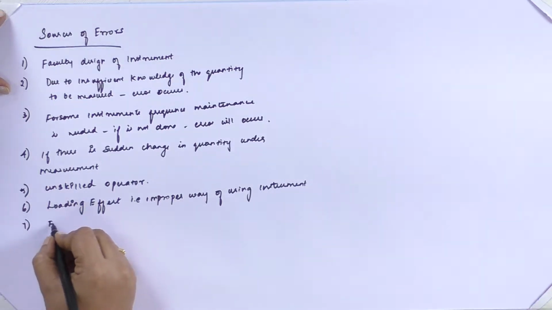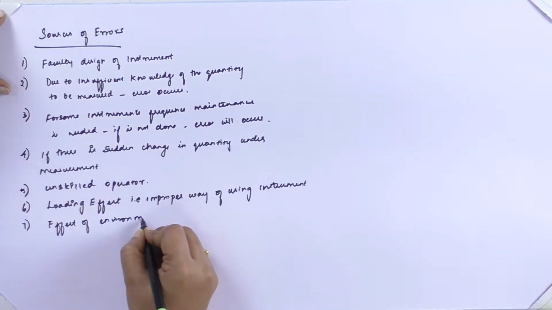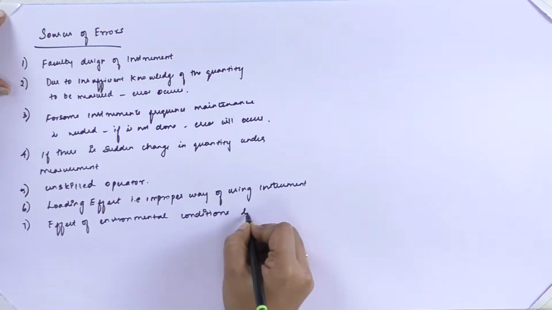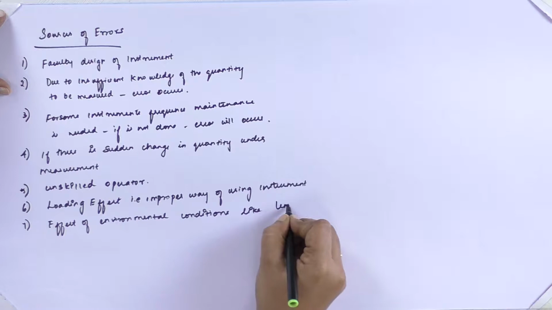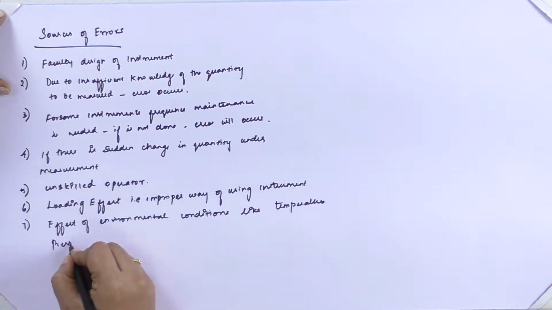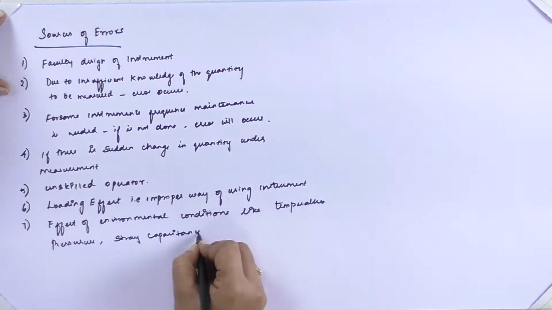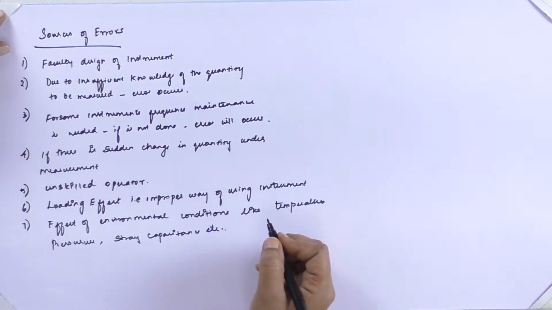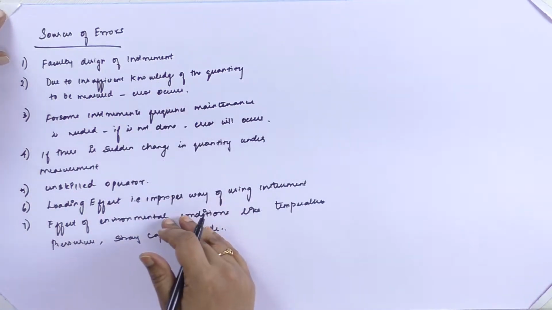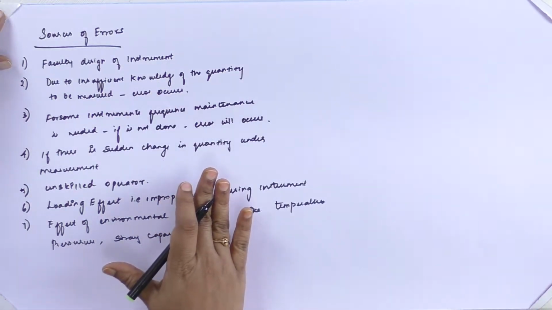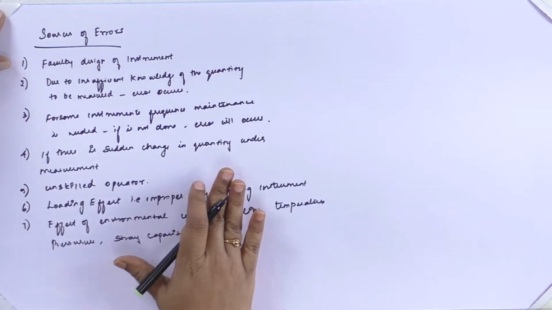Next one, due to the effect of environmental conditions like temperature, pressure, stray capacitance, etc., the error will occur. So, these are all the various sources of error which will cause error in the instrument while taking measurement.